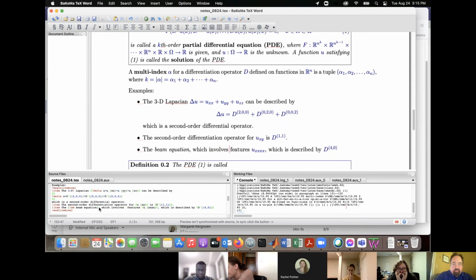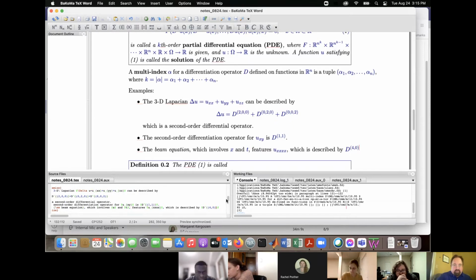It involves 2 variables, x and t. So we have a 4 for x and then a 0 for t, because we don't have a differentiation with respect to t in this part. Okay. All right. So any questions about multi-indices?